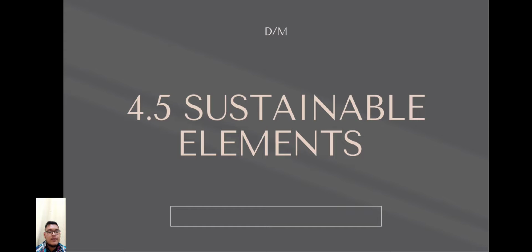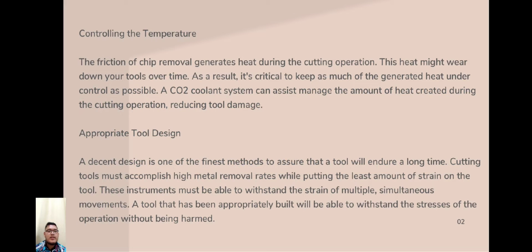Lastly, we talk about 4.5, which is the sustainable elements. So we'll talk about these two. Number one is controlling the temperatures. The friction of chip removal generates heat during the cutting operation. This heat might wear down your tools over time. As a result, it's critical to keep as much of the generated heat under control as possible. A carbon coolant system can help manage the amount of heat created during the cutting operation, reducing tool damage.